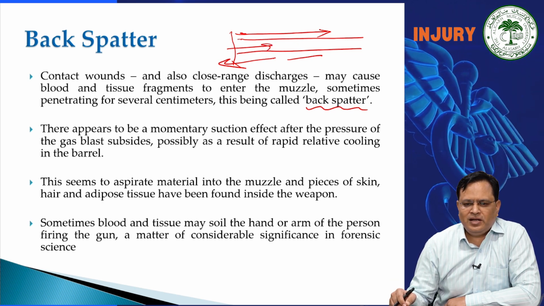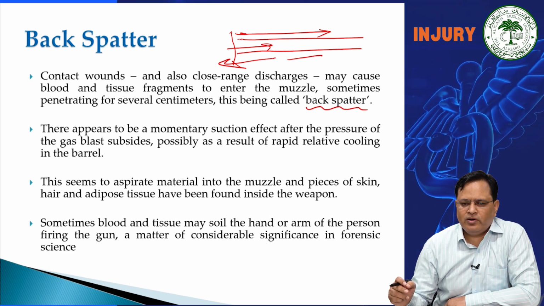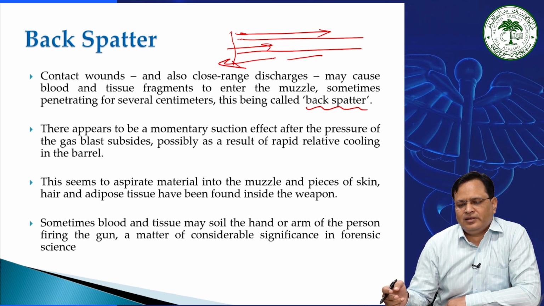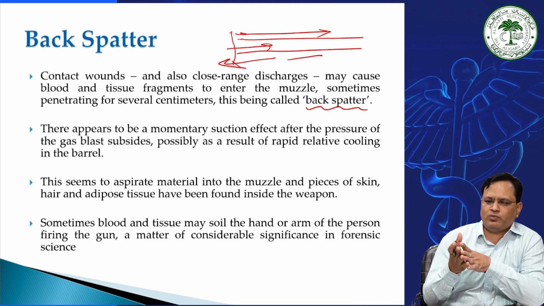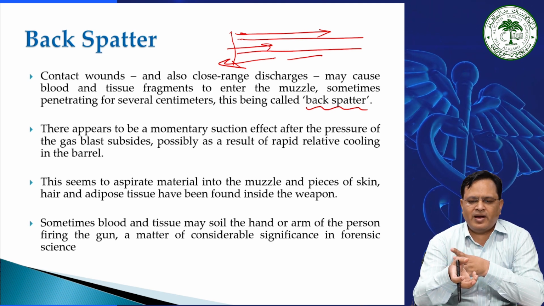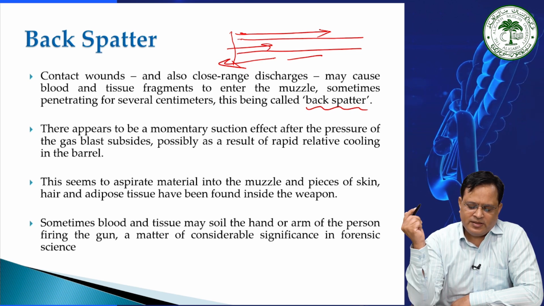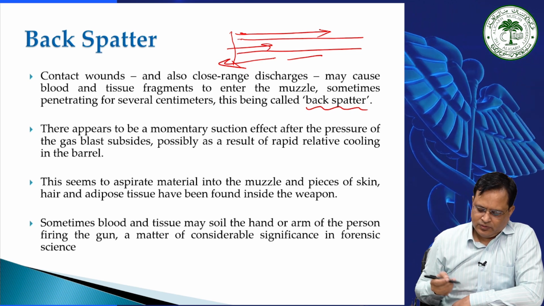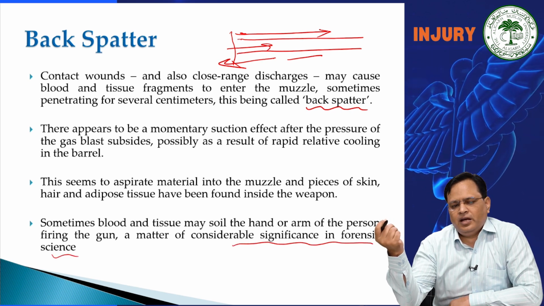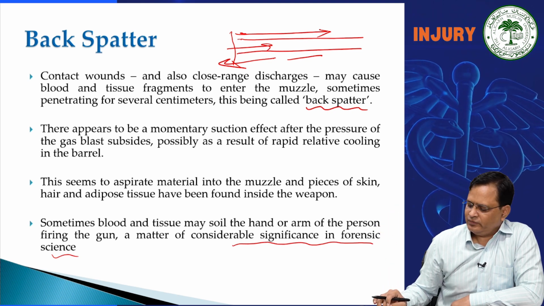This seems to aspirate material into the muscle, pieces of the skin. Hair and adipose tissue have been found inside the weapon. Sometimes blood and tissue may soil the hand of the person if the weapon is very small. So the blood can be sucked back and found on the assailant, or whoever is discharging the weapon. So it is of forensic importance, as we can say that an accused can be traced by the spatter from the gun.